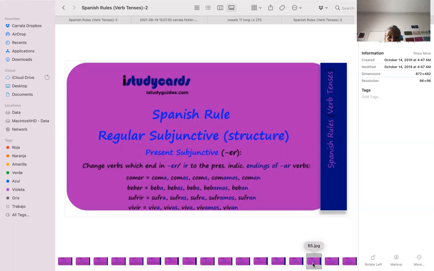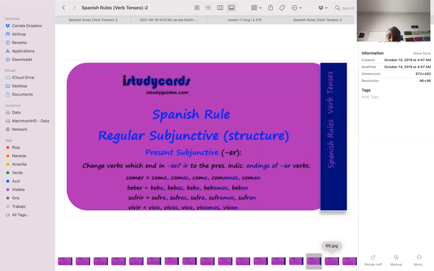Sufra, sufras, sufra, suframos, sufran. Vivir, viva, vivas, viva, vivamos, vivan. I said, viva, viva, which means long live, long live. You don't say vive, you say viva, viva.